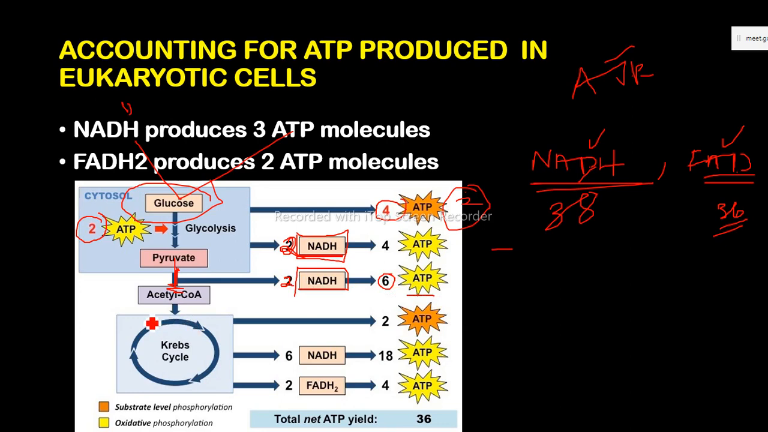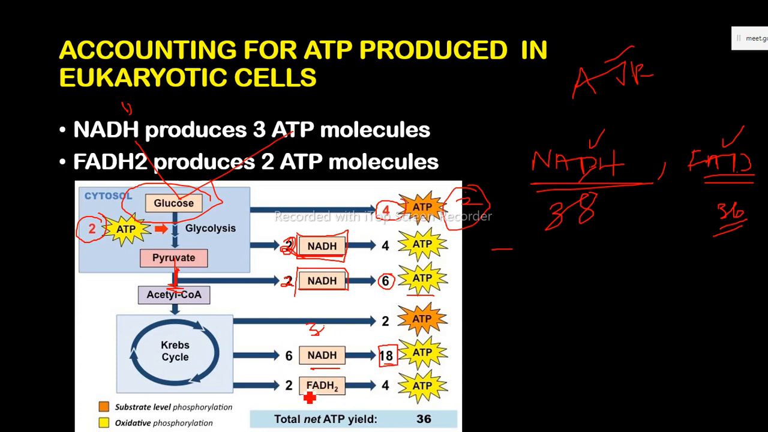Then within Krebs cycle, we shall produce 3 reduced NAD, but there are 2 cycles running. You remember that? Yes, that's pretty good. There are 2 cycles running. So it will be 3 times 2, which is 6. But each NAD can produce a maximum of how many? 3 ATP molecules. So that will be a total of 18 ATP molecules.